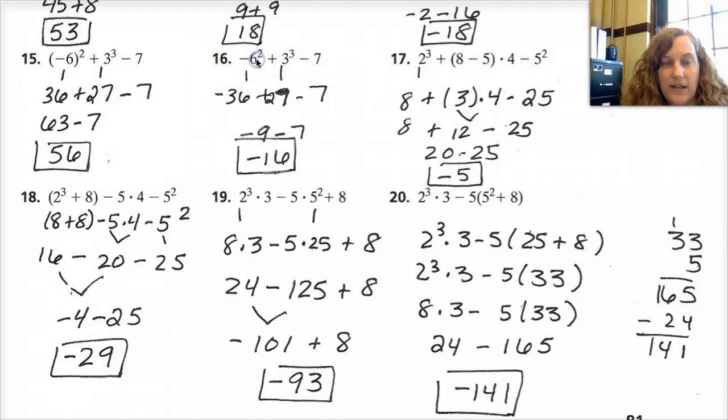Again, so here's that difference. Now it's just 6 squared and then negated. So -36 plus 27 minus 7. -36 plus 27 is -9, minus 7 is -16.